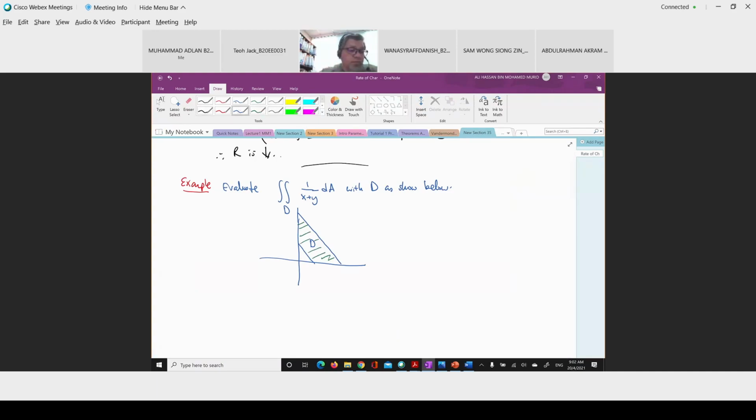So we have the upper curve, the upper line has the equation x plus y equal to 2, while the lower line has the equation x plus y equal to 1. So that means the points here as shown here.